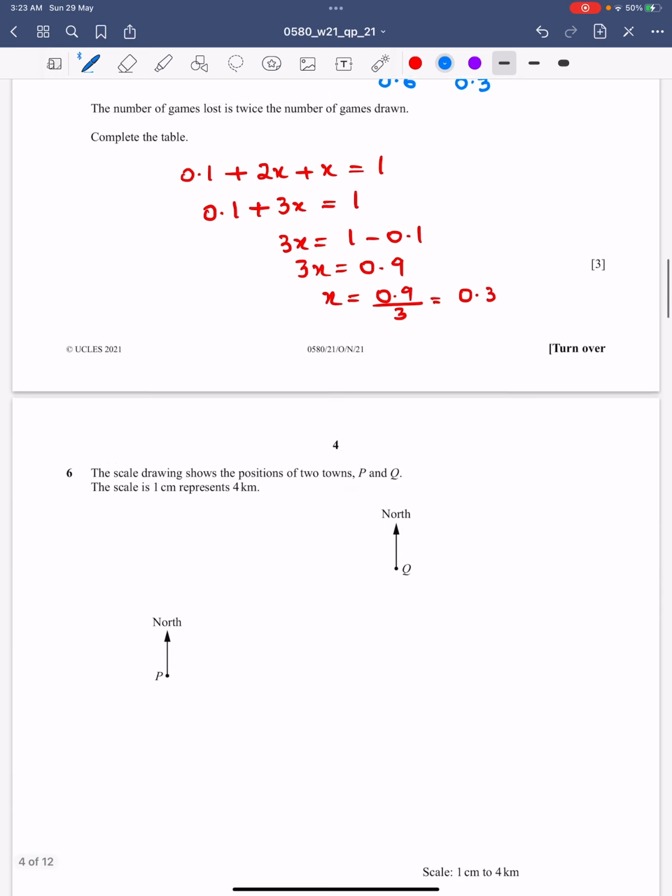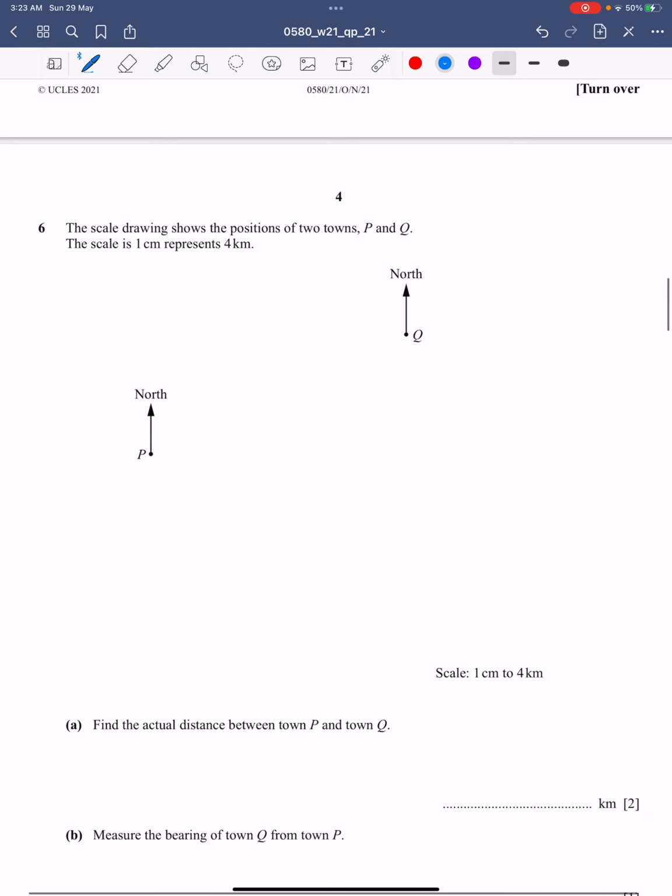Next question, question number 6. The scale drawing shows the positions of two towns P and Q. So this is town P and this is town Q. The scale is 1 centimeter represents 4 kilometers, which means if I draw a 1 centimeter line on the paper, in reality it will represent 4 kilometers.